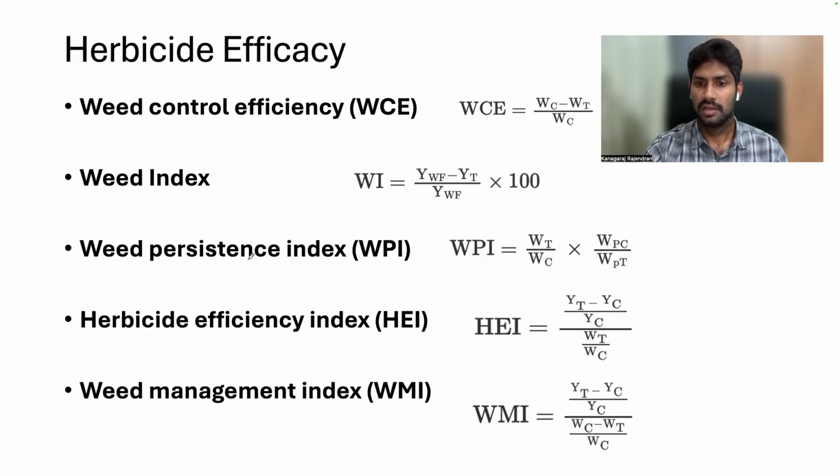And then there are other formulas to measure the efficacy of herbicides: weed persistence index, herbicide efficiency index, and weed management index. For all these formulas, there are only 2 categories. One is we measure the yield of the crop, and another one is we measure the weed population. Right, so let's see one by one.